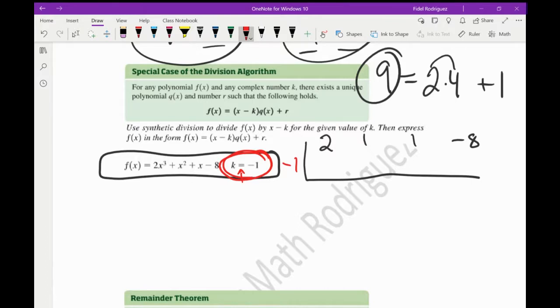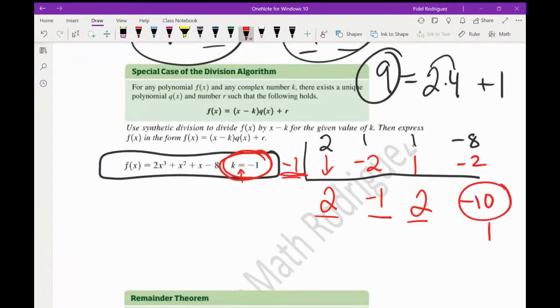So this is what we're going to do now. We're going to do synthetic division just like we've been doing. I'm going to bring down the 2, and we're going to multiply. So negative 1 times 2, negative 2. We're going to add those numbers together. 1 plus negative 2, negative 1. We're going to multiply those together. That's a positive 1. We're going to add those together. That's going to give me a 2. Negative 1 times 2 is negative 2. We're going to add those together. That is a negative 10. This is my remainder. Okay?